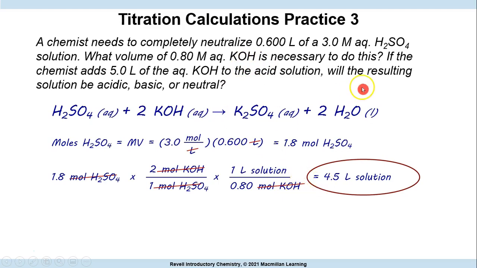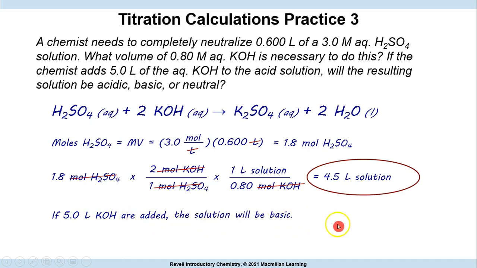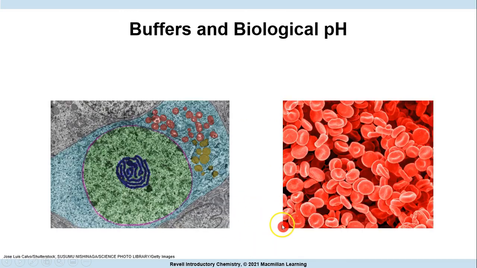Now the next question is, is this solution acidic or basic or neutral? So we've seen that we need just 4.5 liters of the base, but how many liters did we add? We added 5.0, so there is an excess of the base. So if 5.0 liters of potassium hydroxide are added, the solution will be basic, because we needed just 4.5, but we added 5, so the solution will be basic.